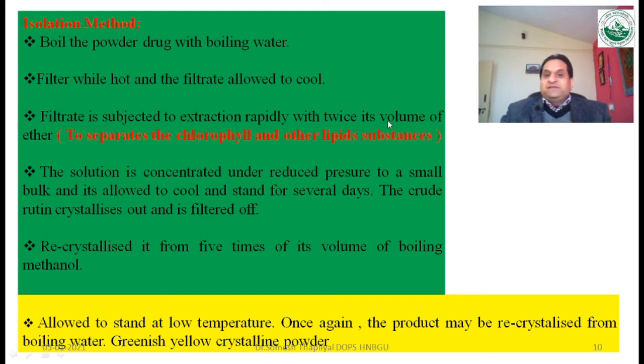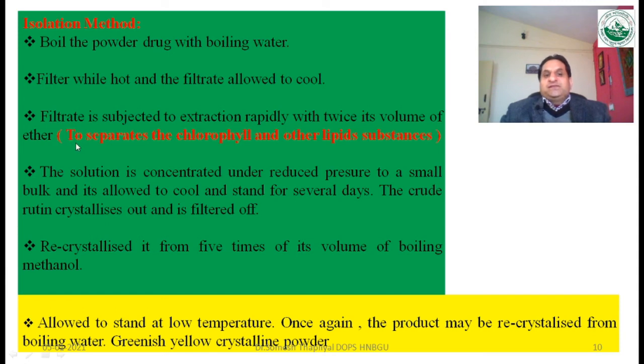Now the filtrate is subjected to extraction rapidly with twice its volume of ether. Now what you have to do is treat whatever filtrate you obtained after filtration with ether, and the quantity of ether should be double the volume of the filtrate. You have to take just double the volume of this solvent, the filtrate, in ether. And why are we extracting with ether?